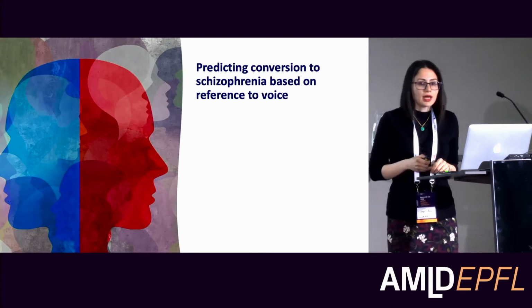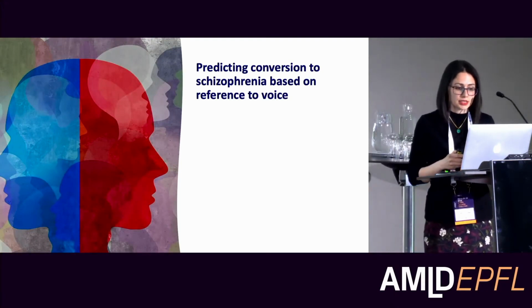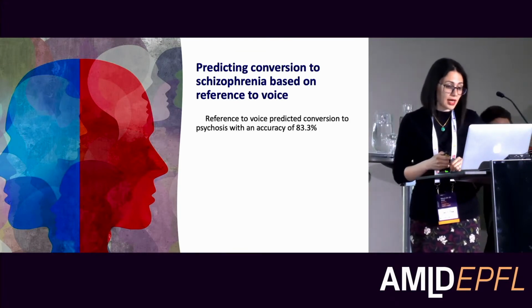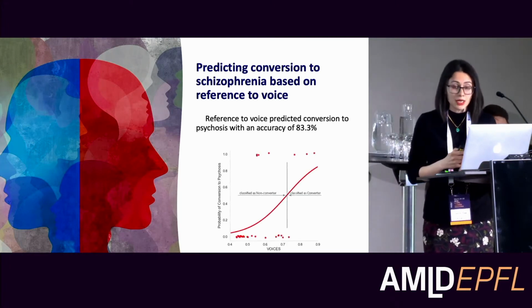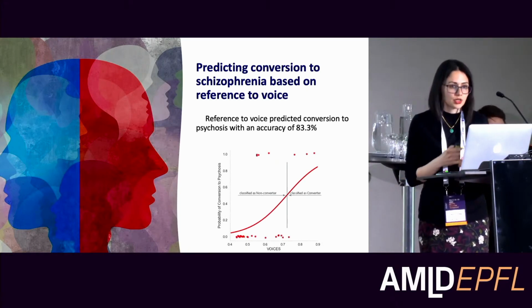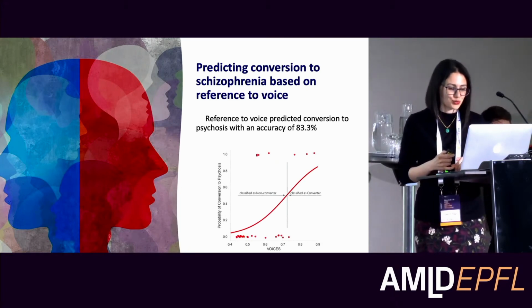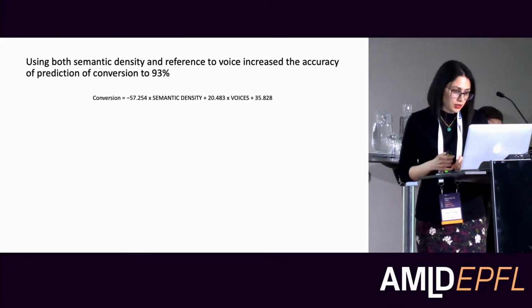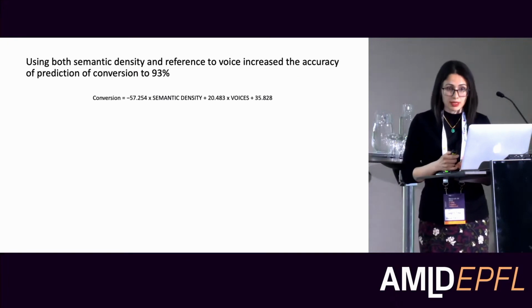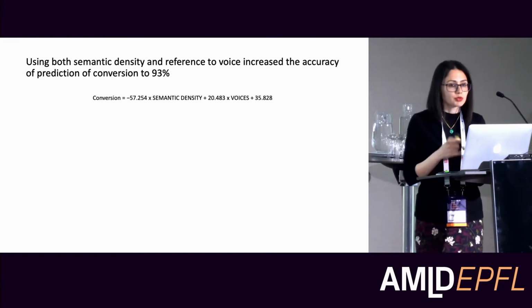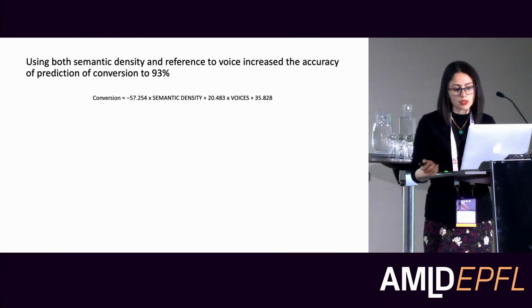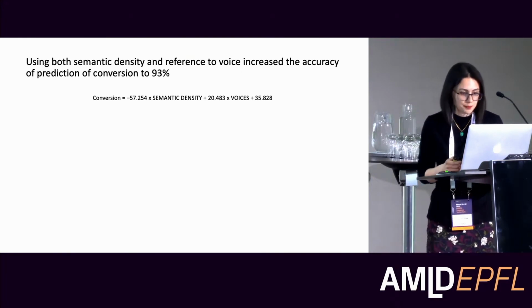So then we asked, what about predicting conversion to schizophrenia using these vectors in reference to voice? With only that variable, we found an accuracy of 83.3% in predicting future onset of schizophrenia using reference to voice. When we added the two variables, semantic density and reference to voice, in a single regression, we got an accuracy of 93%. We reproduced the same results after doing holdout cross-validation.